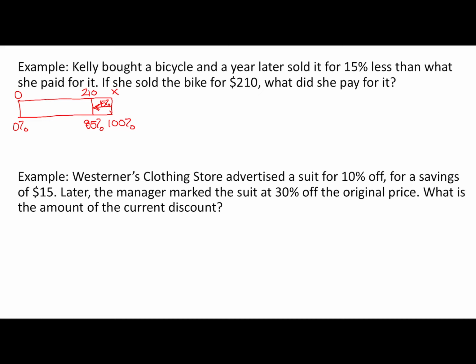So you're going to set up the ratios. 210 over 85 equals x over 100. Cross multiply and solve. So 21,000 equals 85x. I'm going to divide by 85 on both sides. I'm going to trust that you're able to do that. What I got is 247.06 with rounding. And those are dollars because we're talking about the price.